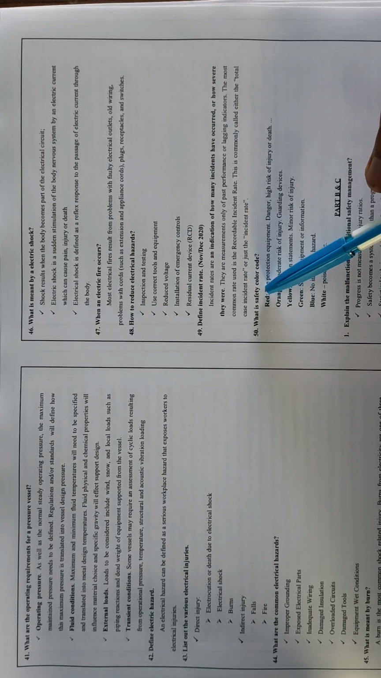What is safety color code? Red: fire protection equipment, danger, high risk of injury or death. Orange: moderate risk of injury, guarding devices. Yellow: caution statements, minor risk of injury. Green: safety equipment or information. Blue: no immediate hazard. White: poison or toxic.